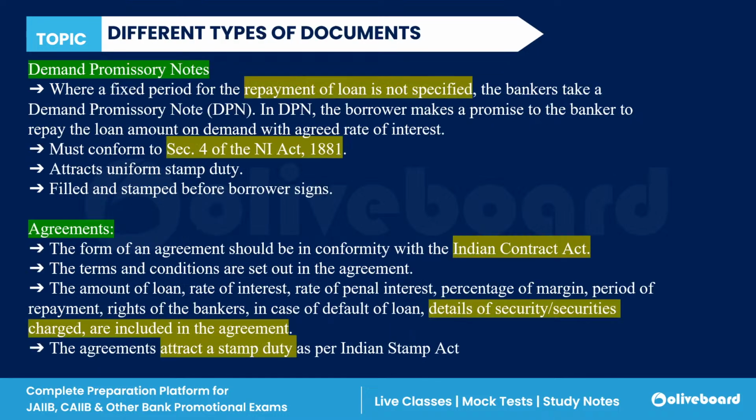Now, next, the different types of document. What are the different types of document? The very first is the demand promissory note. A demand promissory note is issued when there is no repayment time period fixed in the case of a loan. When the repayment time period is not specified, it is known as a demand promissory note.